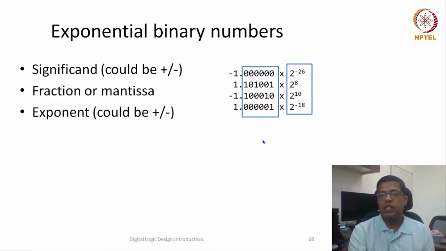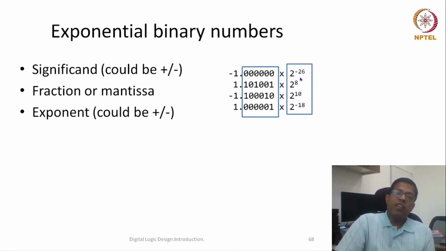The third thing is the exponent. In the exponent also, I can assume that because it's a binary number, it is always going to be a power of 2. Now there is another number, 2's power what? This 2's power is the exponent value. Again, this exponent value could be positive or negative.